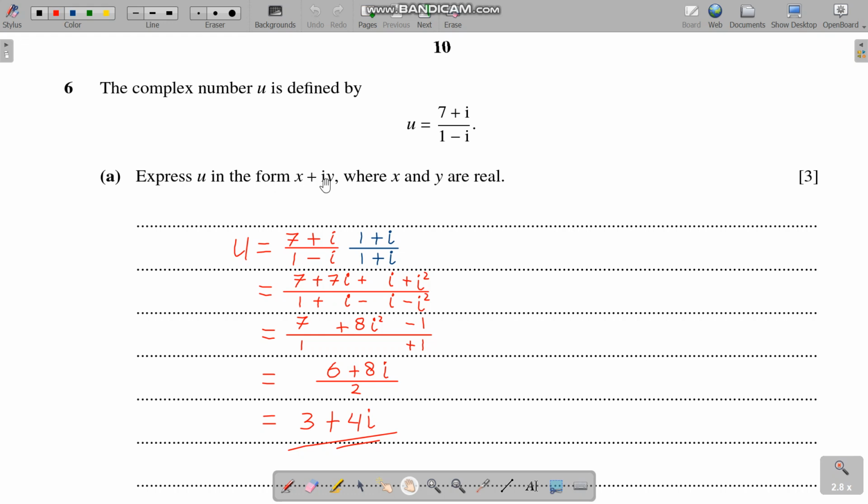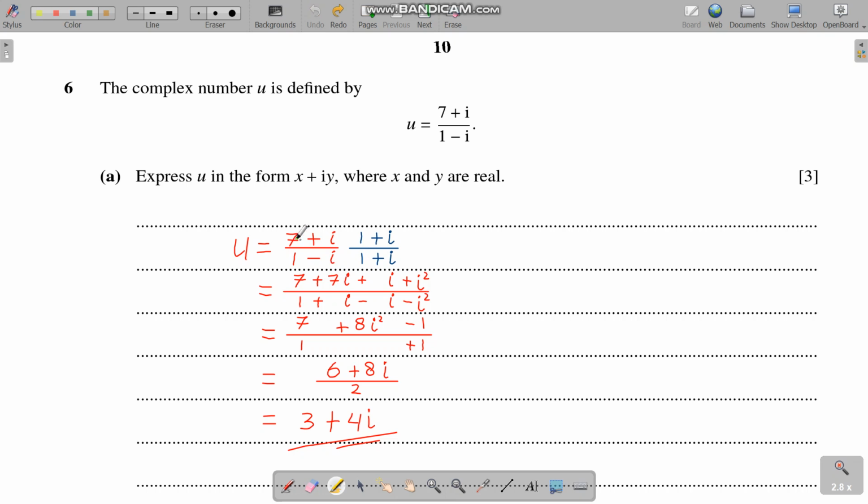To express in the form a plus bi, we need to realize the denominator. Just like rationalizing the denominator, we want the denominator free of imaginary i. So the way we do that is to multiply both parts of the fraction by the conjugate of the denominator. The complex conjugate means exactly the same real part but the opposite imaginary part. So almost exactly the same, but instead of minus we use plus.